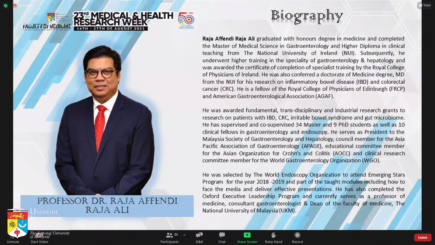Prof was awarded Fundamental, Transdisciplinary and Industrial Research Grant to research on patients with IBD, CRC, irritable bowel syndromes, and gut microbiomes. He has supervised and co-supervised 34 master and 9 PhD students, as well as 10 clinical fellows in gastroenterology and endoscopy. He served as president to the Malaysian Society of Gastroenterology and Hepatology, council member for Asia Pacific Associations of Gastroenterology, educational committee member for the Asian Organization for Crohn and Colitis, and clinical research committee member for the World Gastroenterology Organization.